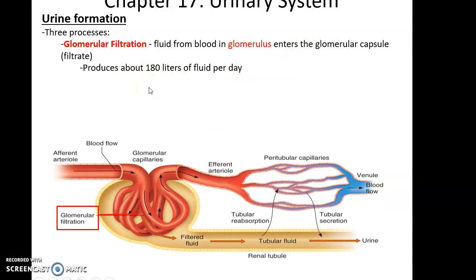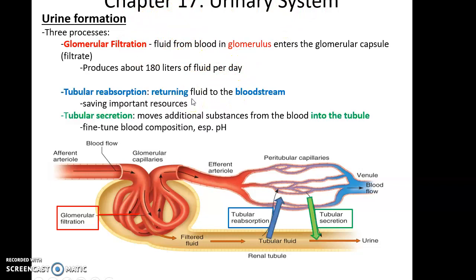There is a lot of fluid exiting the bloodstream. We end up producing about 180 liters of fluid per day. That's an awful lot. Luckily, we have other processes that return most of that to the bloodstream. And those include the tubular reabsorption and tubular secretion.